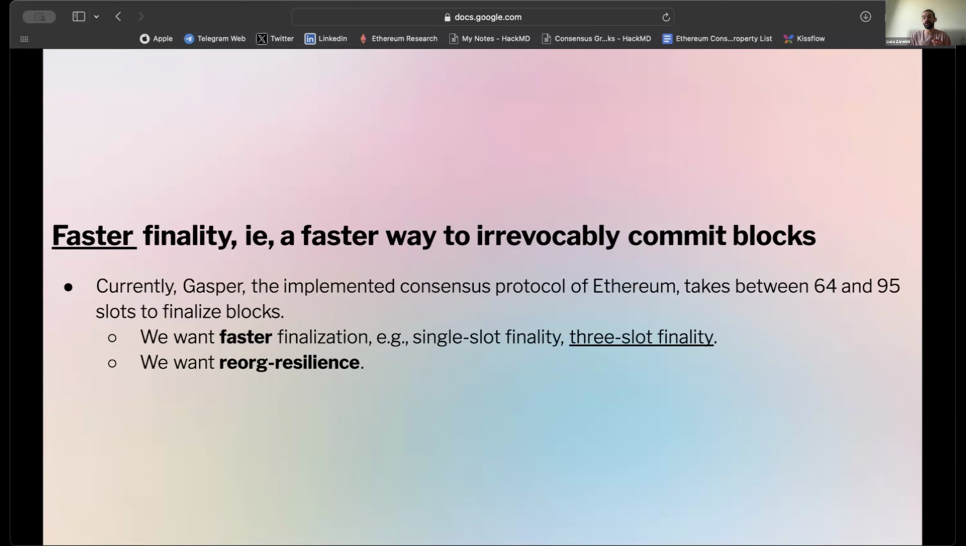And to conclude, we also want an additional property. And this additional property is called reorg resilience, which is we want to guarantee that honest proposals made under synchrony will remain always canonical, meaning that we don't want an honest proposer who proposes something under synchrony to get reorged, which is actually something that currently could happen for LMD Ghost.